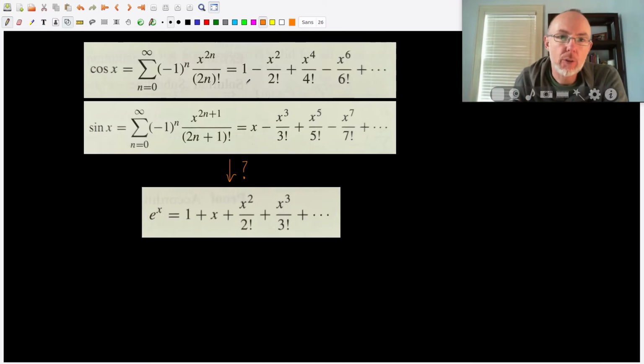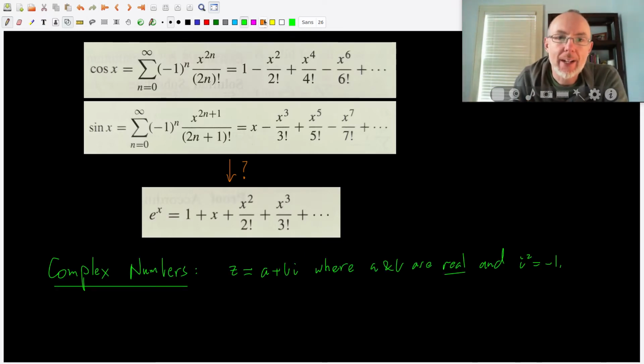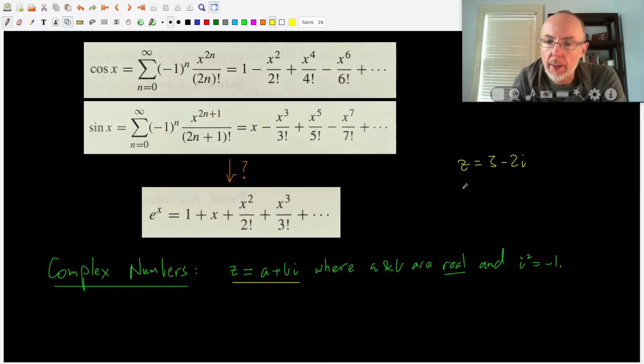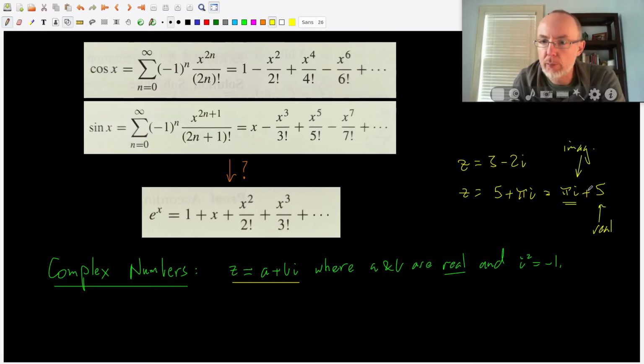And that connection involves complex numbers. Now hopefully you've encountered these before. Complex numbers are numbers that can be written as a plus bi, where a and b are some real numbers, and i squared is negative 1. So for example, a complex number looks like 3 minus 2i. Or another complex number might be 5 plus pi i. The order is not important here, 5i plus 5 is the same thing. So one of them is the imaginary piece, and one of them's the real piece. The imaginary piece is the piece that has the i multiplying it. So we would say pi is the imaginary piece, and 5 is the real piece here.